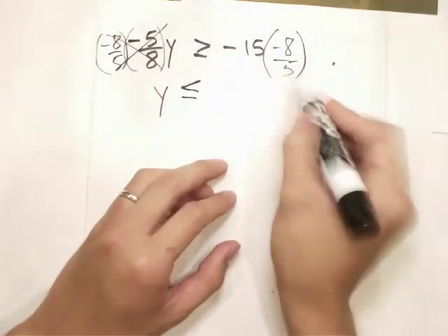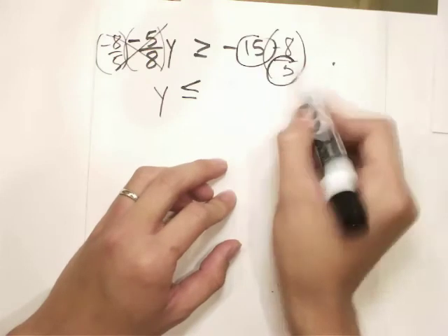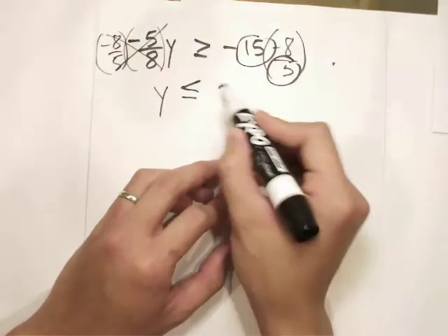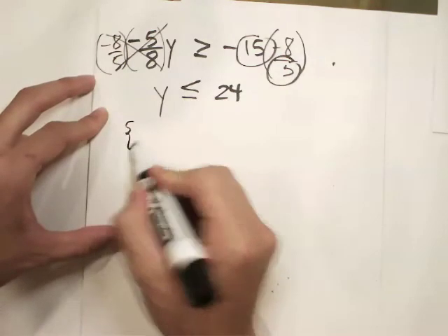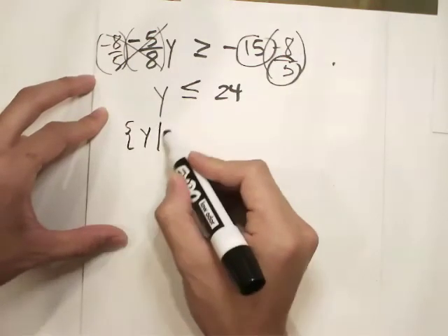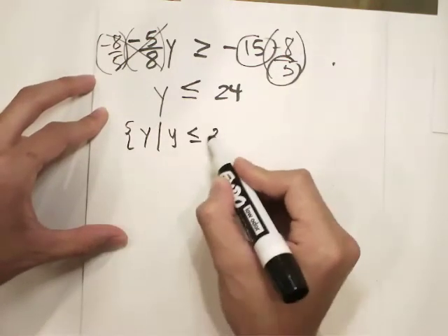Okay, now once we're done flipping, on this right hand side, both of them become positive. 15 cross cancel is going to give you 3 right there. So 3 times 8, 24. Okay, y is less than or equal to 24. To represent that, we have y such that y is less than or equal to 24.